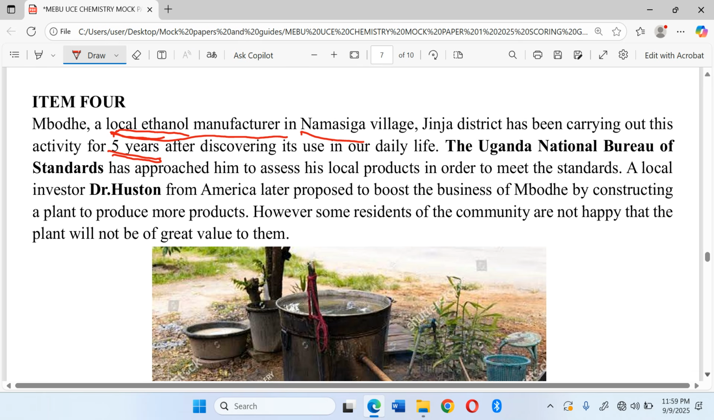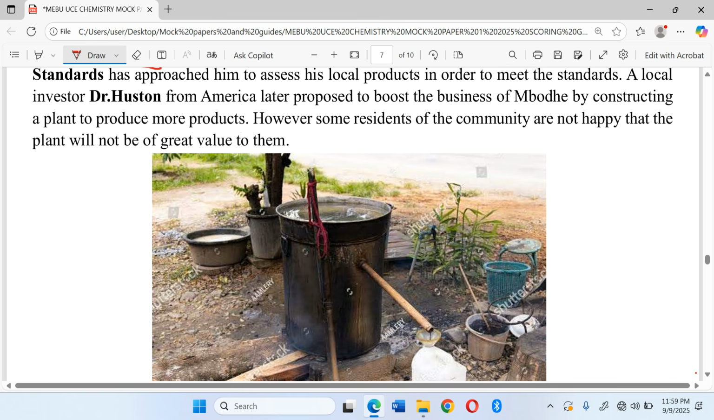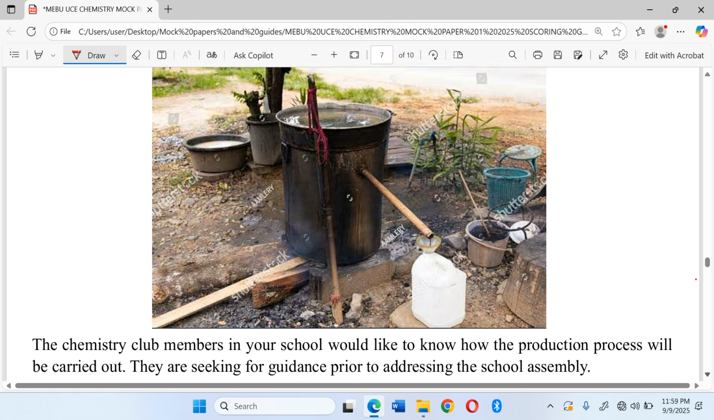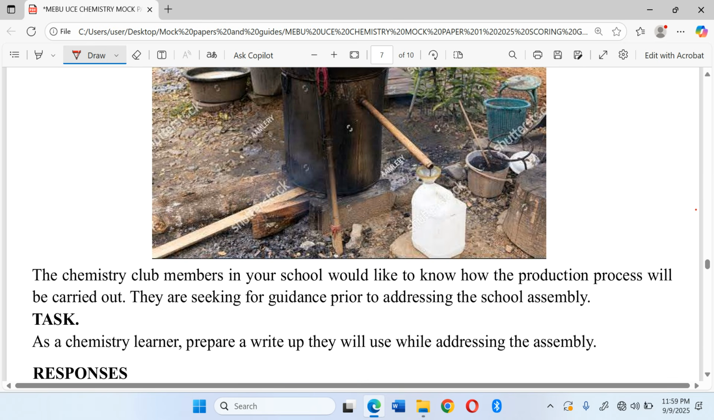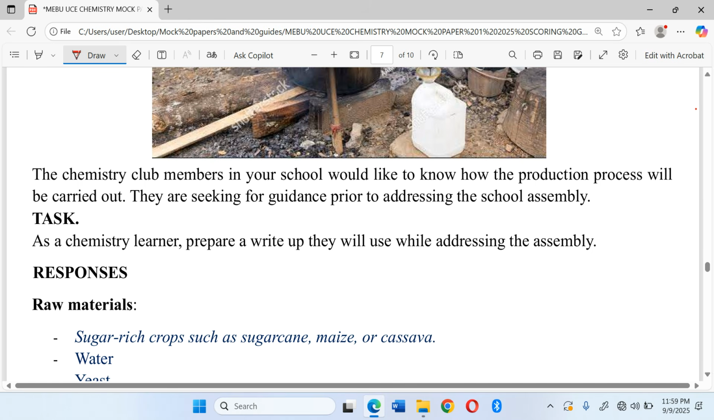So we can see in that picture they are showing us the process of ethanol, and then they are saying the chemistry club members in your school would like to know how the production process will be carried out. They are seeking guidance prior to addressing the school assembly. As a chemistry learner, prepare a write-up they will use while addressing the assembly. So let's look at responses here.